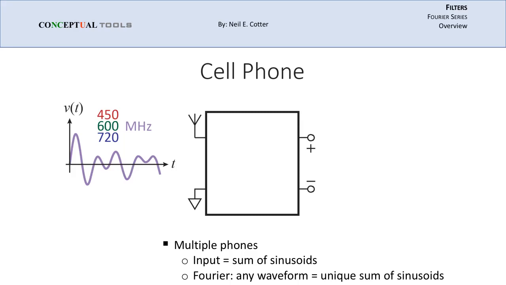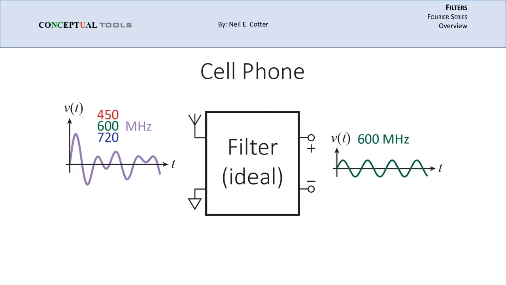However, Fourier's theory says that any waveform may be written as a unique sum of sinusoids, and we'll discover that there are other aspects of sinusoids that will make this a very powerful theory indeed. Getting back to our example, what we want to do is to extract the 600 megahertz signal out of the composite input signal, and that's where we use a filter.